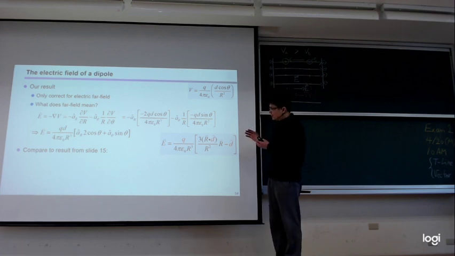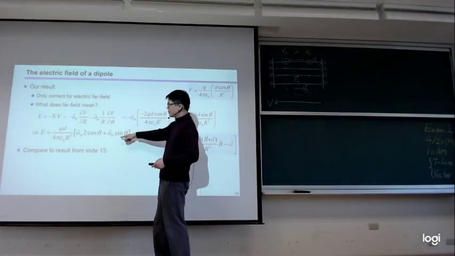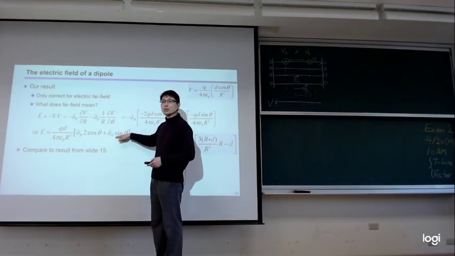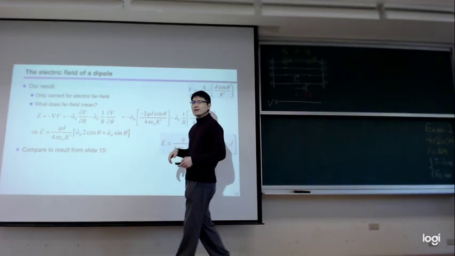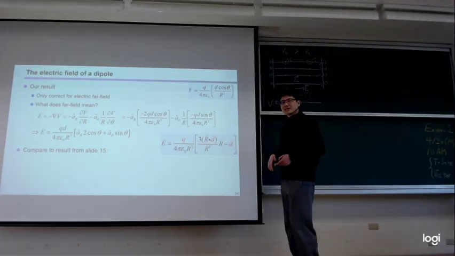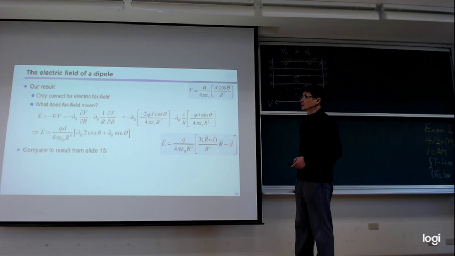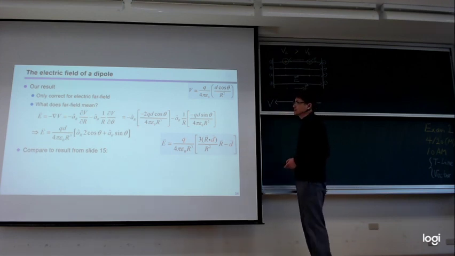But somehow, the result we got from Coulomb's law has R dot D times R vector minus D vector. And compared to the result we have now, derived from the potential and then taking the negative gradient, they don't really look similar. So let's take one step further. Let's try to analyze it.